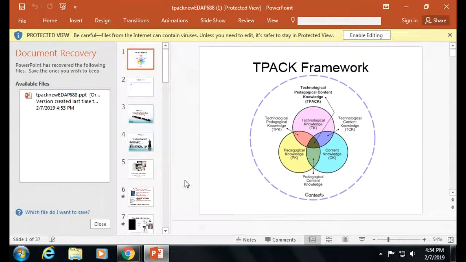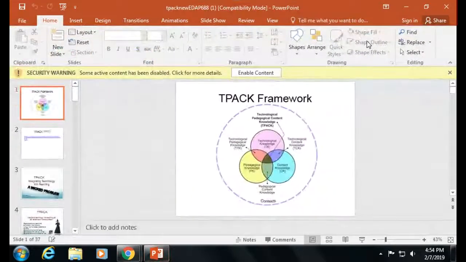Okay, I'm not going to blow this up because when I do, it messes with the Collaborate Ultra. If you are not seeing this, the PowerPoint is sitting there. I think you can see it. Let us look at this model here. This is a very typical model you see in educational research, by the way.